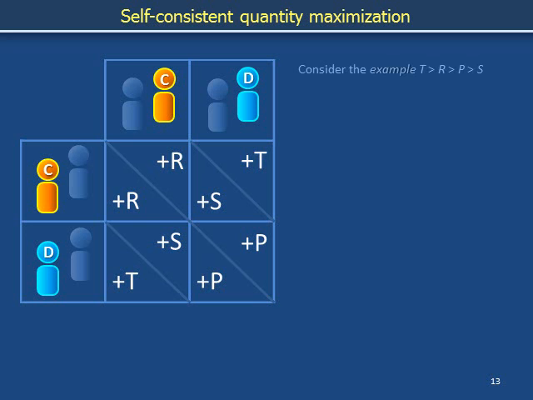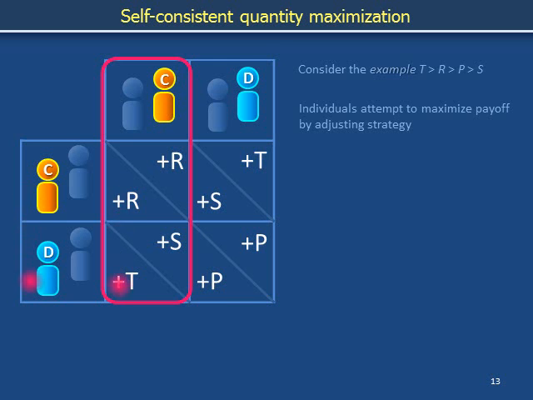Consider the collection of situations in which T is greater than R is greater than P is greater than S. Suppose that individuals try to adjust their business strategy to maximize the payoff they receive. Suppose you are the person on the left. You consider the possibility that the person on the right is copper. If you execute the copper strategy, you receive payoff R. If instead you are denim, you receive payoff T. Because we said that T is greater than R, you should maximize payoff, receiving T instead of R by adopting the denim strategy instead of the copper strategy.